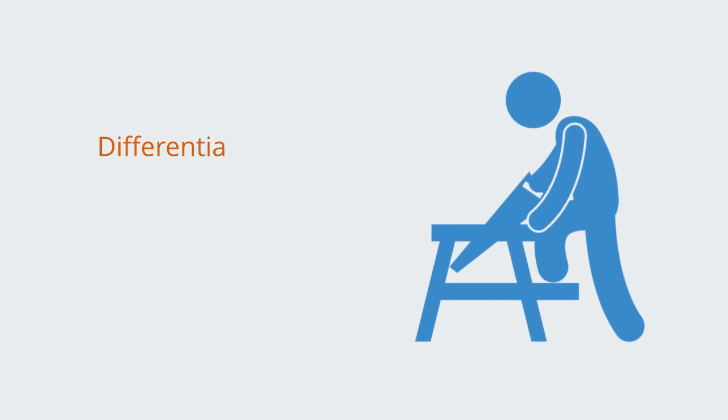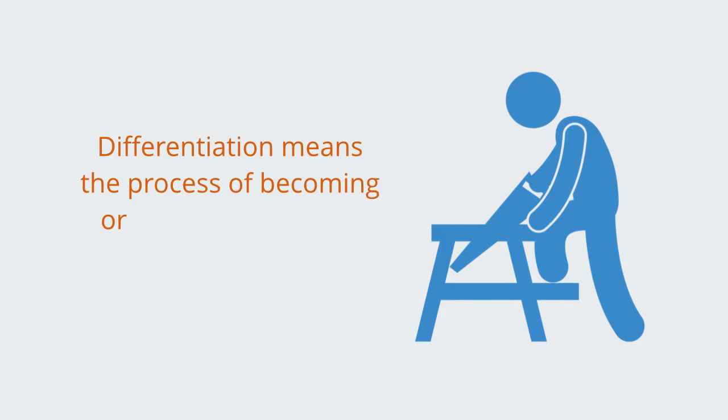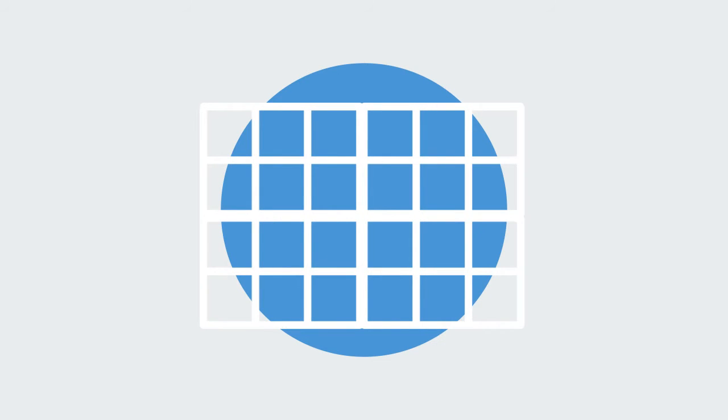Differentiation means the process of becoming or making something different. Differentiation involves a process of disintegration, the dividing up of an integrated system into more specialized subsystems. Through the process of differentiation, what was originally a homogeneous system becomes heterogeneous as its constituent subsystems come to form their own identity and structural features that are distinct from each other.